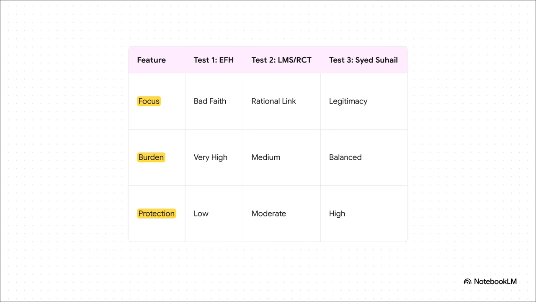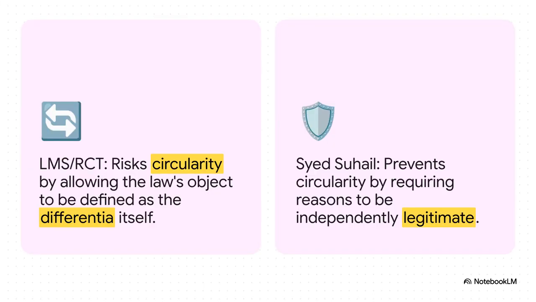And then look at the protection level row. You see the exact same pattern. The protection for your rights goes from low to moderate all the way up to high with that final test. That focus on legitimacy is what makes all the difference. And this brings us right back to that critical problem of circular reasoning, that blue shirt loophole we talked about. The standard approach, test number 2, is really vulnerable to it. But the Syed Suhail approach, it slams that door shut.